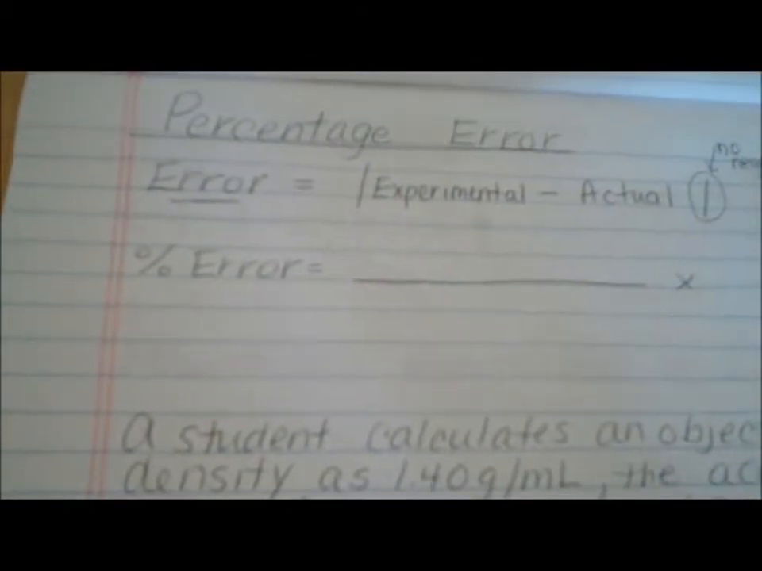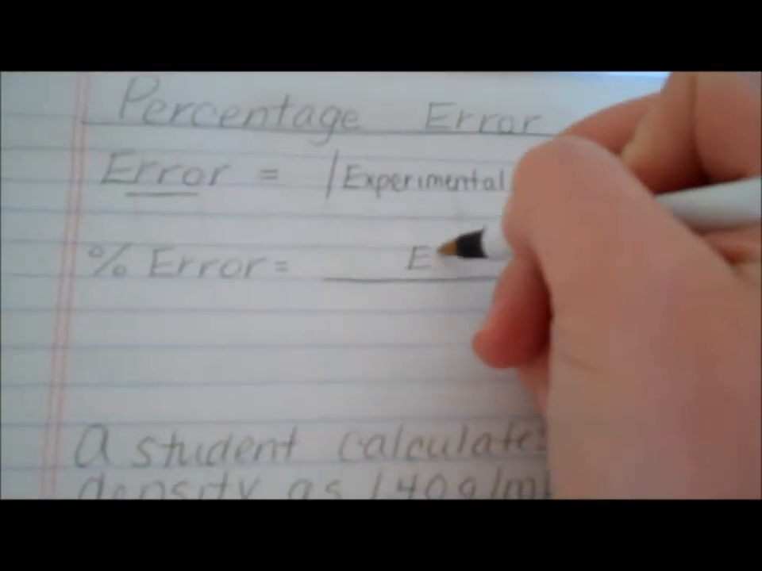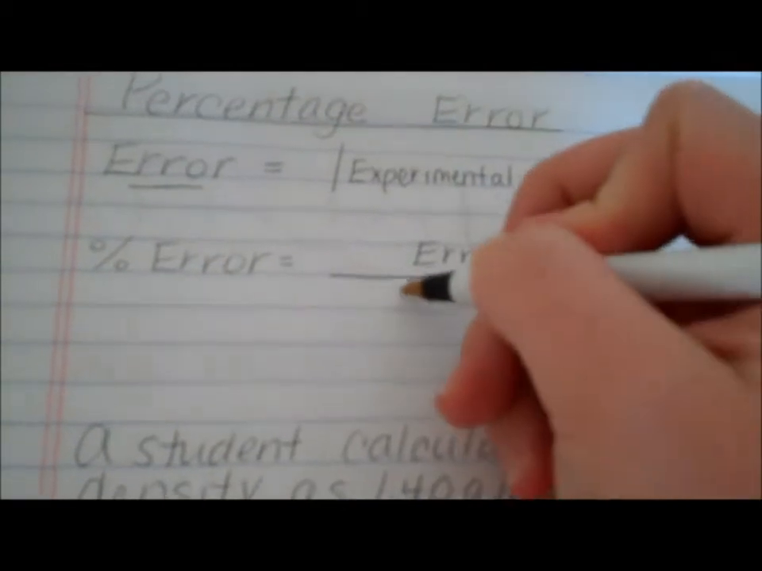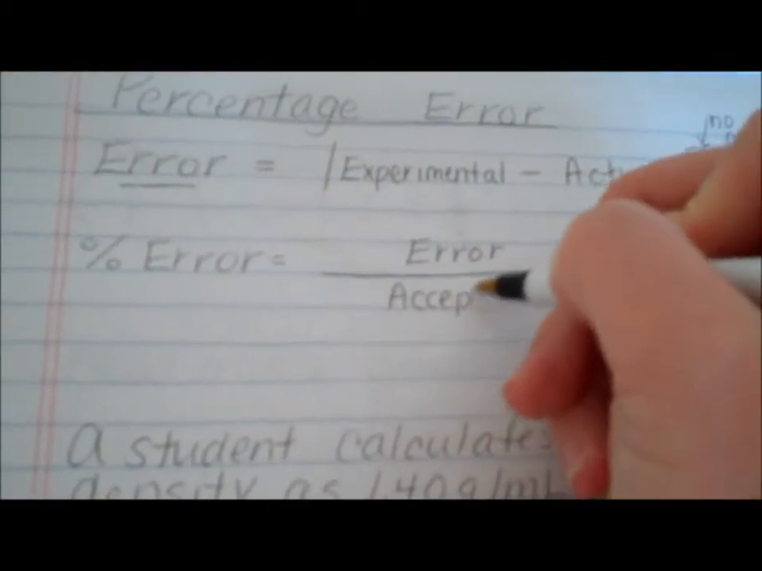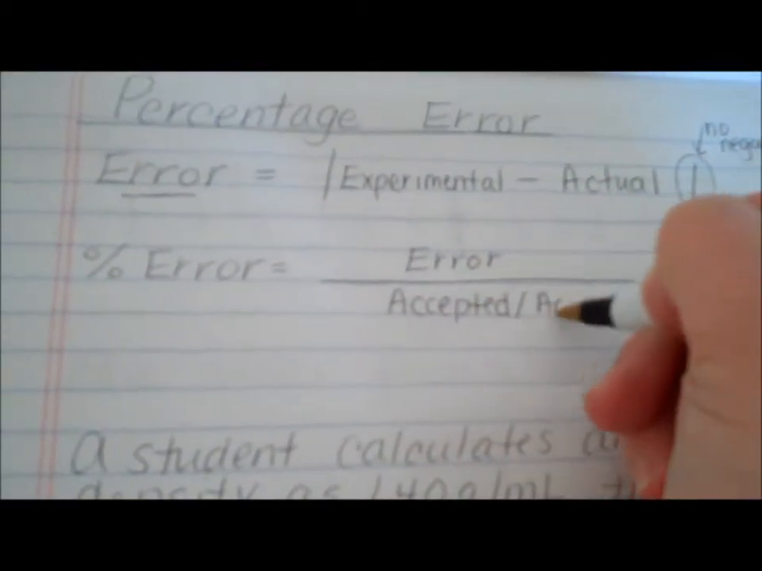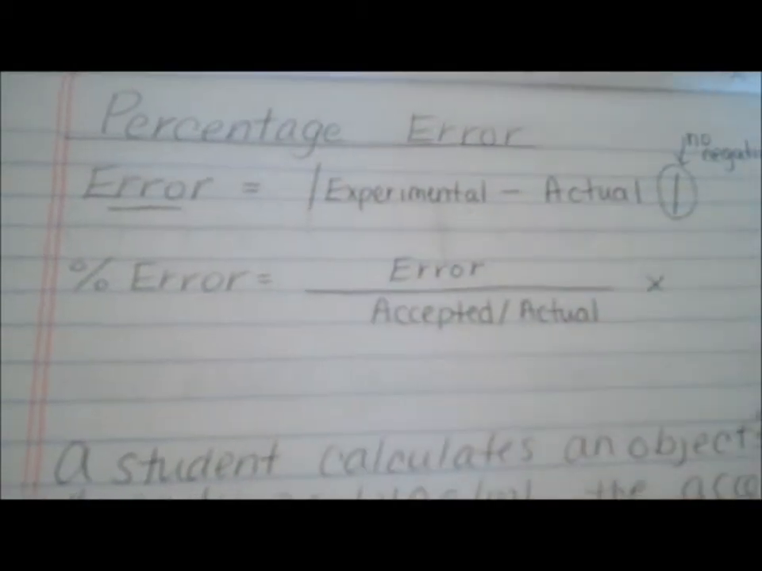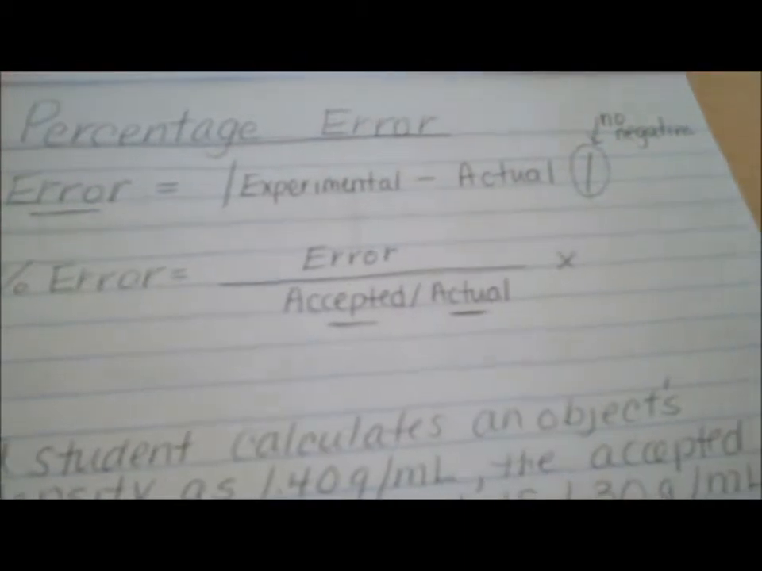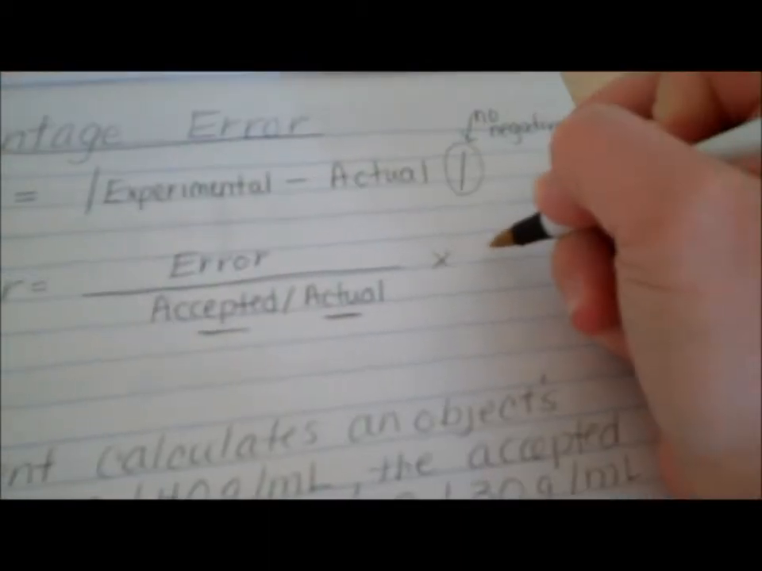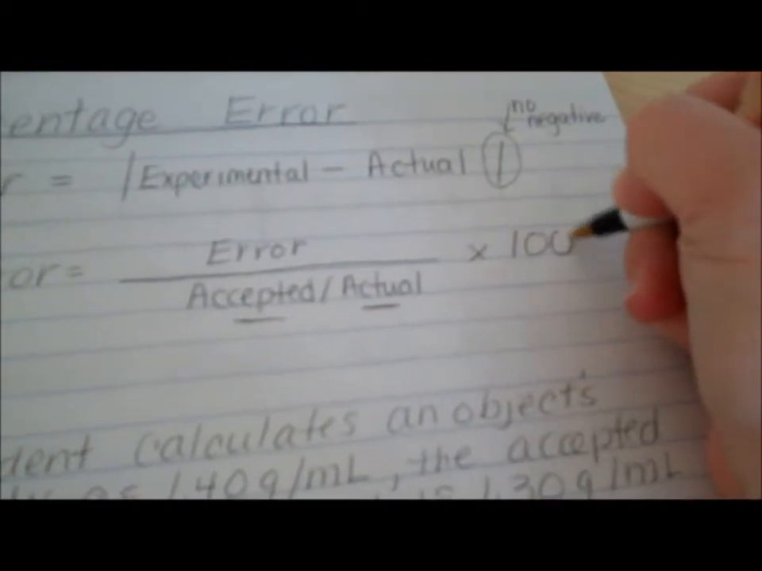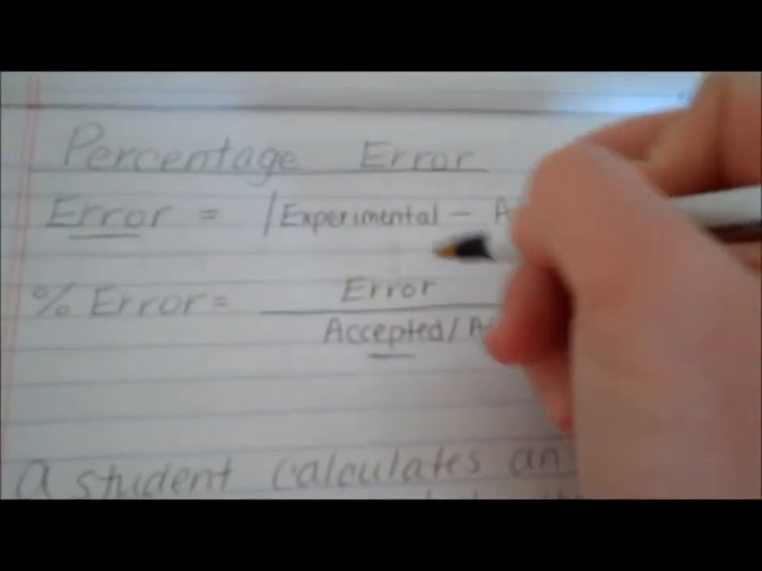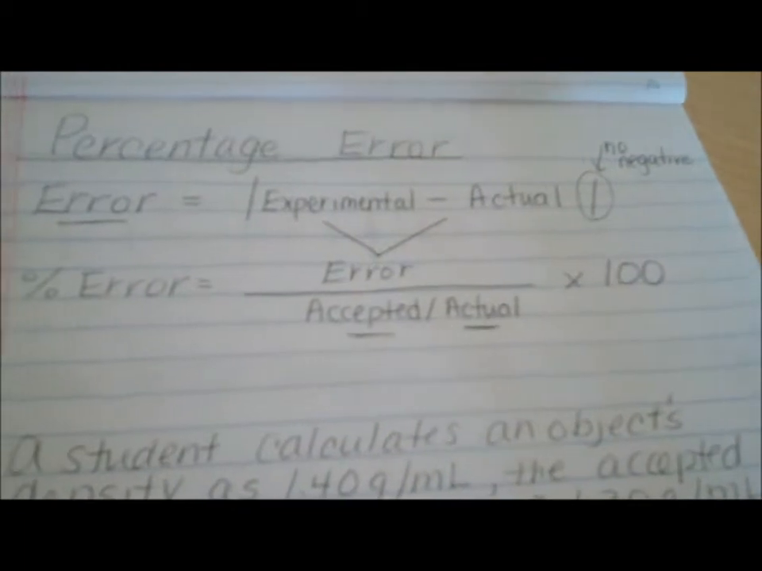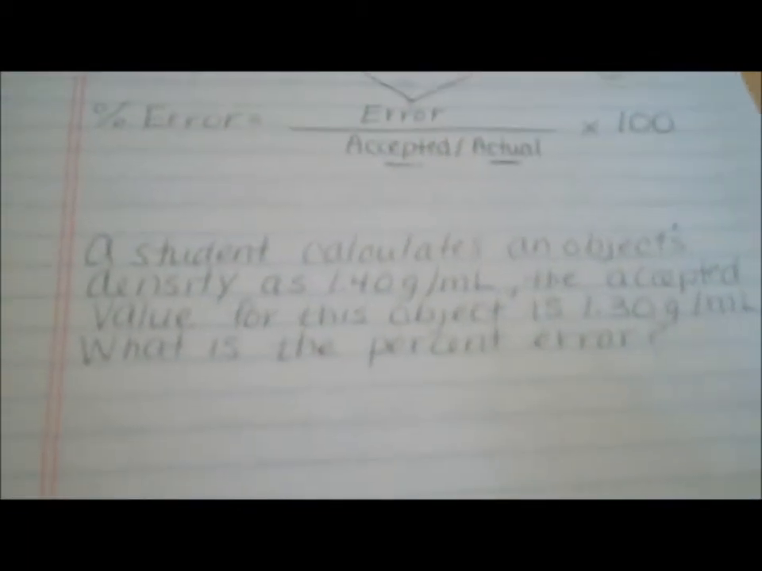Now, percent error is going to be our error, which we just calculated on top, over the accepted or actual value. Your textbook or your teacher may have you as accepted or actual value. Now, to make it into a percent, we're going to multiply it times 100%. Now, you might also want to just substitute your error right in here and do it all as one step. So now let's try a problem.